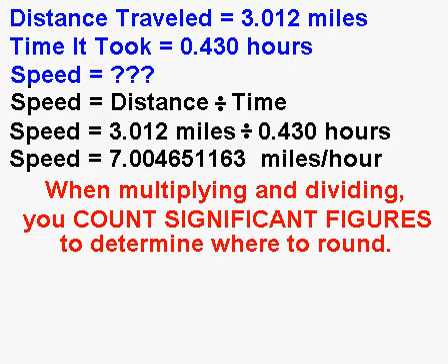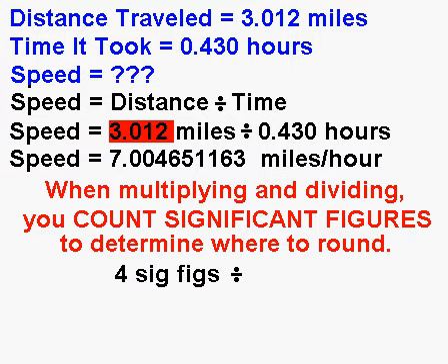When you're multiplying and dividing, you count the number of significant figures to determine where to round. So we don't look at precision anymore. We don't look at the decimal places. We look at the number of significant figures. How many significant figures are in each number? Well, in the first number, 3.012, I have a total of 4 significant figures. All non-zero digits are significant, so the 3, the 1, and the 2 are significant. And that 0 is significant because it's between 2 significant figures. So my first number has 4 significant figures.